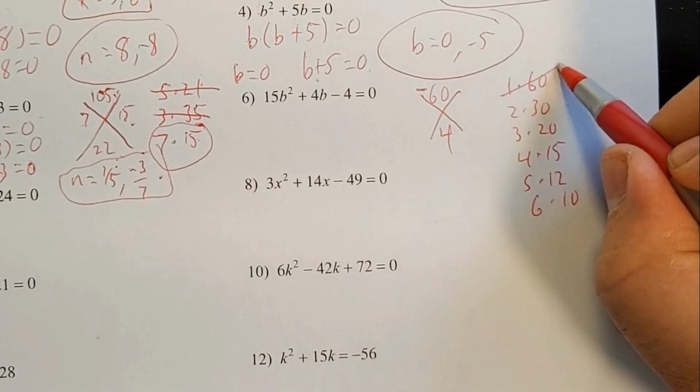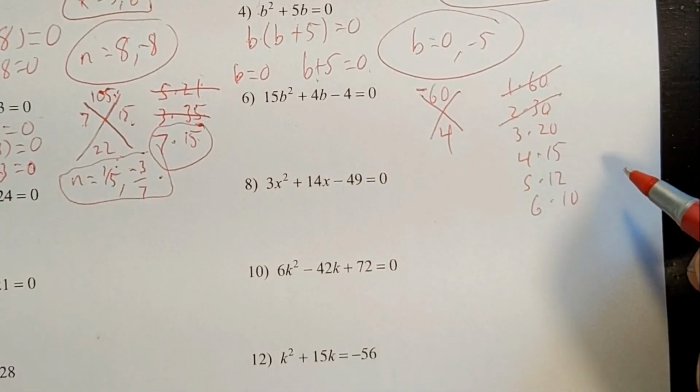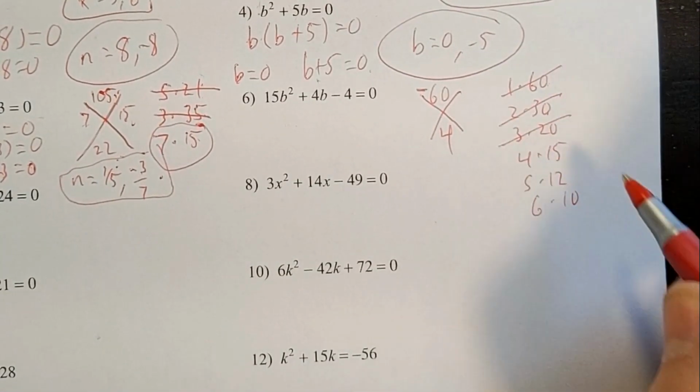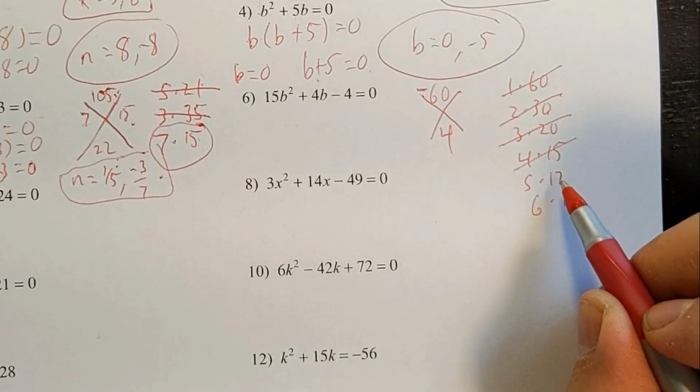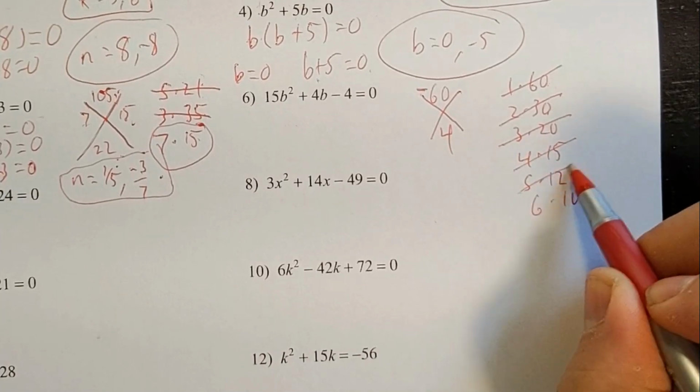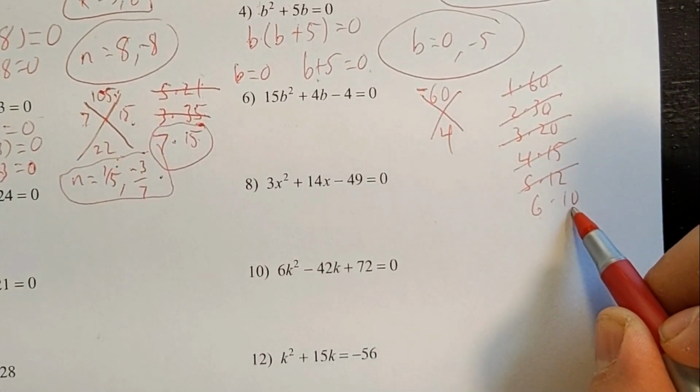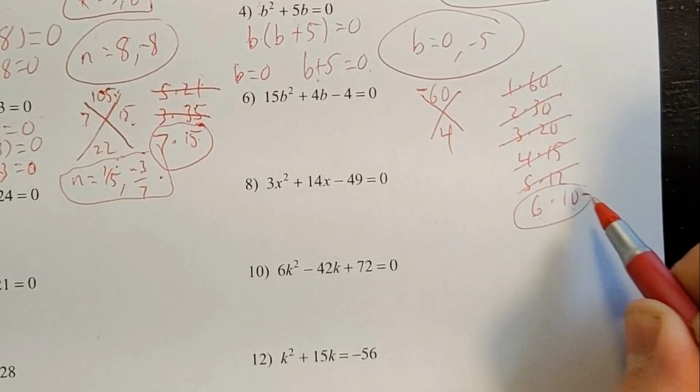So this would be 59, this one would be 28, this would be 17, this would be 11, this one would be 7, and then 6 and 10, 10 minus 6 would be 4, so that's the one that we wanted.